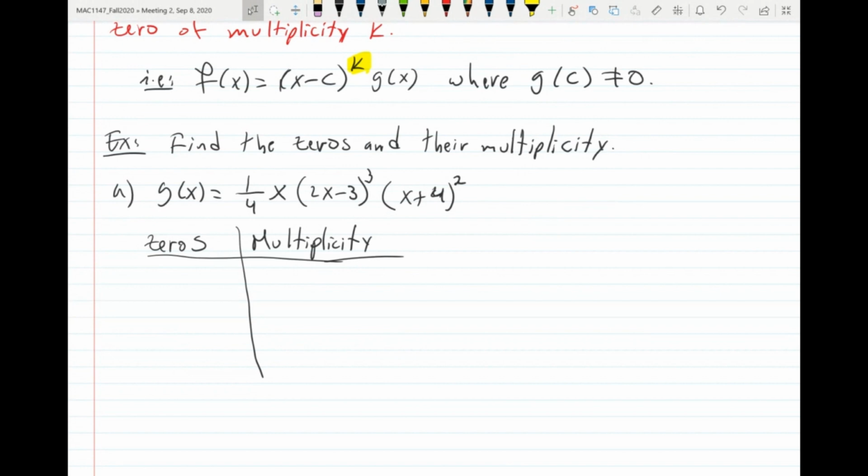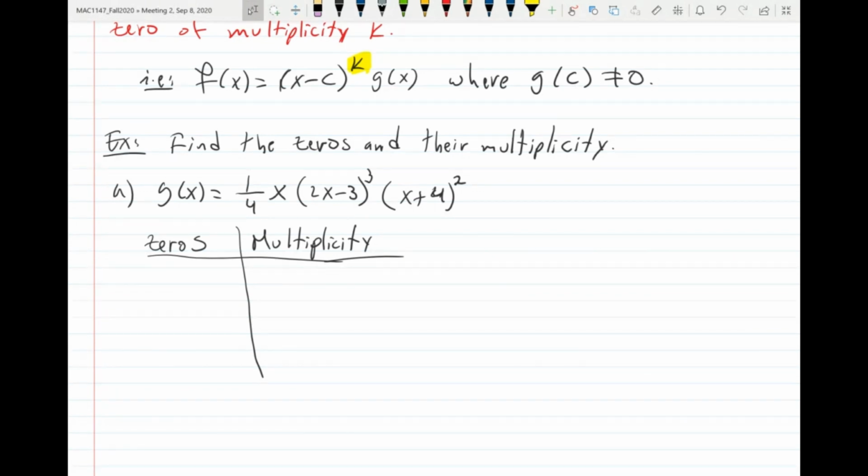So what is it that we need to do to figure out the zeros of this polynomial? What do we need to do to find the zeros? So we set the polynomial equal to 0, which in this case means setting each factor equal to 0. Very good, Giovanni, by using the zero product rule.